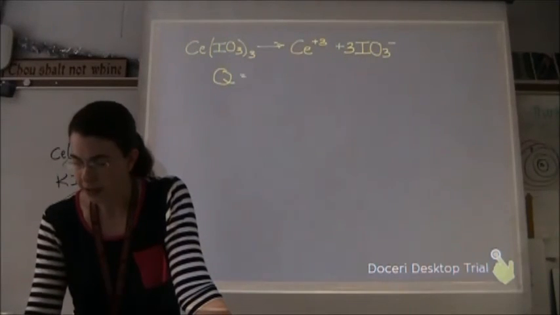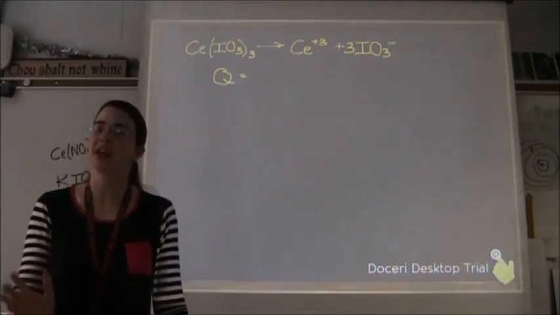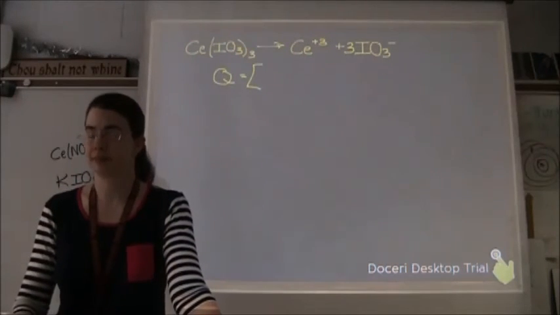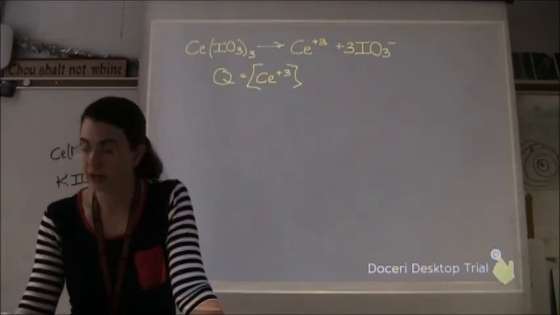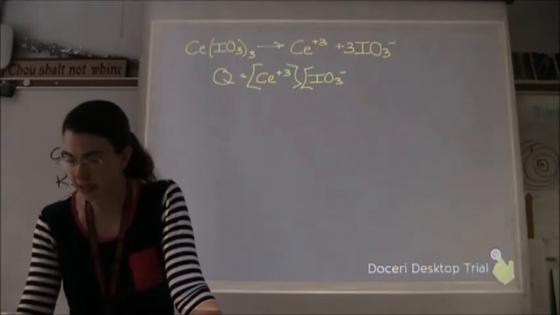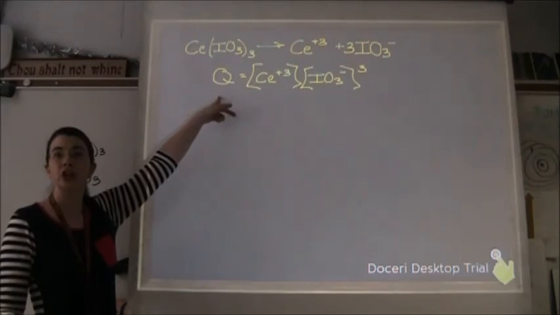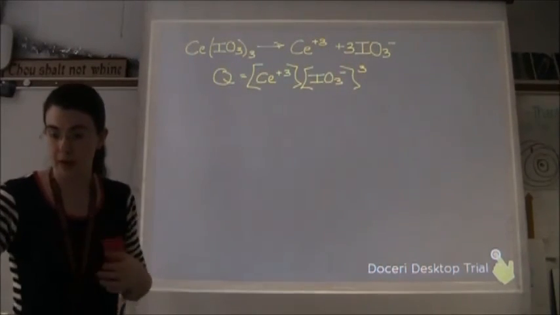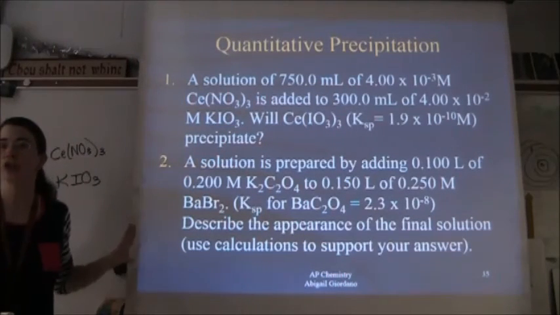Let's write a Q expression, which, guys, is exactly the same as a KSP expression. What should I write here? Okay, to the first power times iodate. Okay. All I have to do is find Q, and I can answer this question. We need molarities. Well, where is cerium coming from? Which compound?